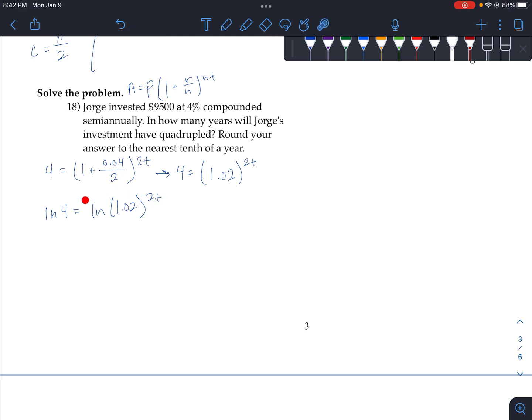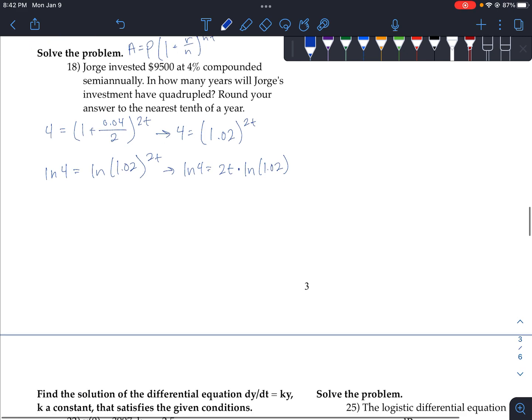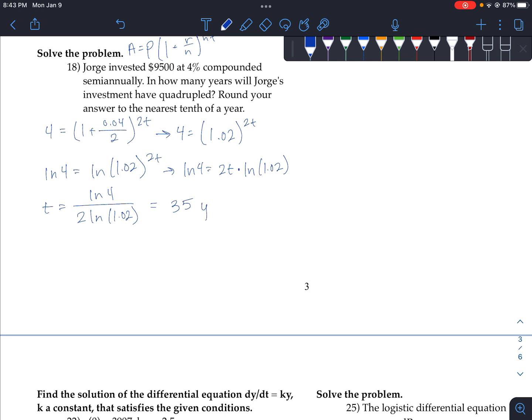I'm going to drop that down to be a multiplier. So I'll have the natural log of 4 is equal to 2t multiplied by the natural log of 1.02. And then I'll divide by 2 and natural log of 1.02. So I'll get t is equal to natural log of 4 divided by 2 natural log 1.02. I believe that's right. If you punch that into a calculator, when you round, you should get 35. Don't forget your units. So 35 years.